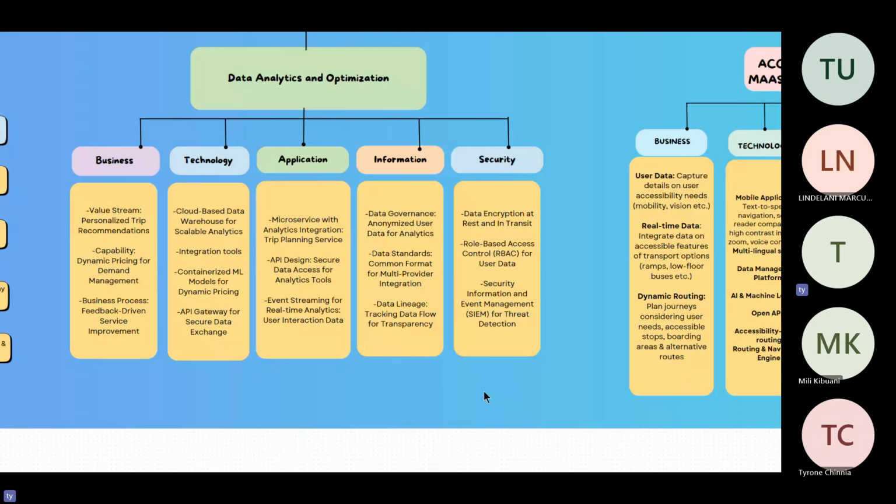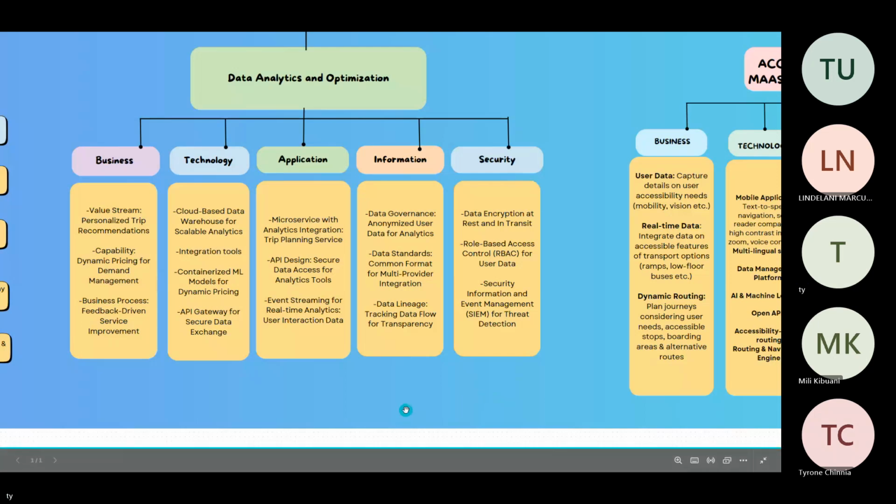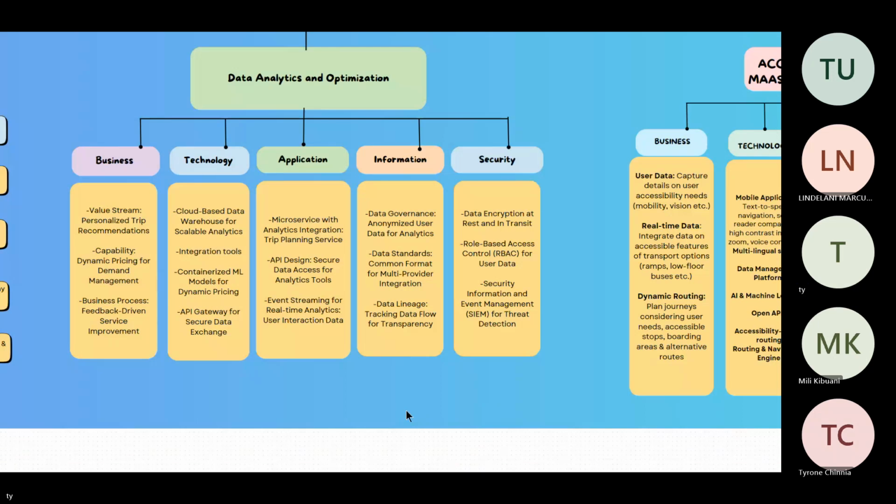In technology architecture, we have a cloud-based data warehouse for scalable analytics, integration tools, containerized ML models for dynamic pricing. We also have an API gateway for secure data exchange. For the application architecture, we have microservices with analytics integration, where there will be trip planning services, and API design where there will be secure data access for analytics tools. We also have event streaming for real-time analytics, where there will be user interaction data.